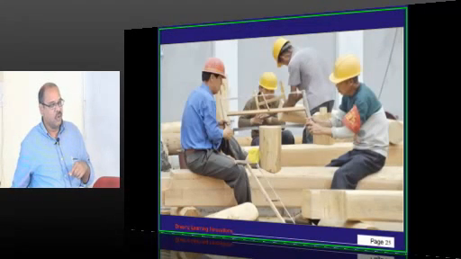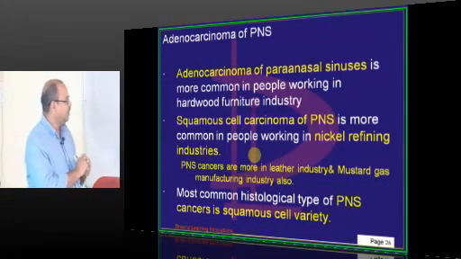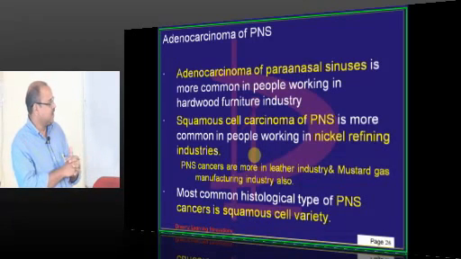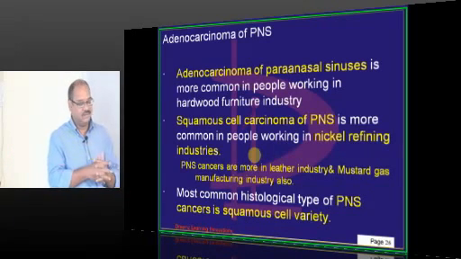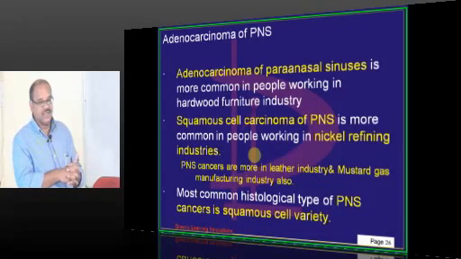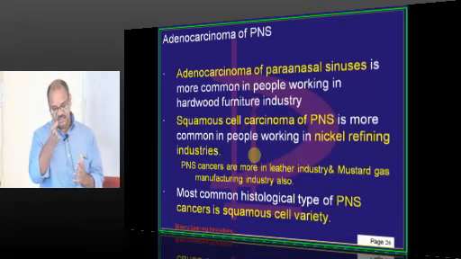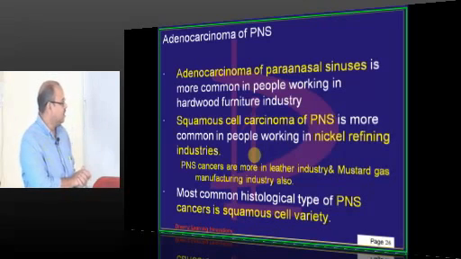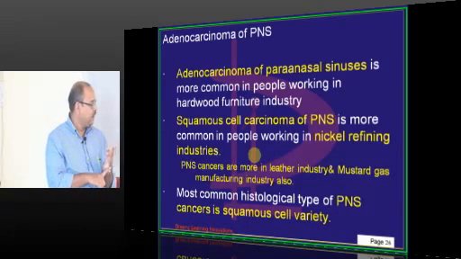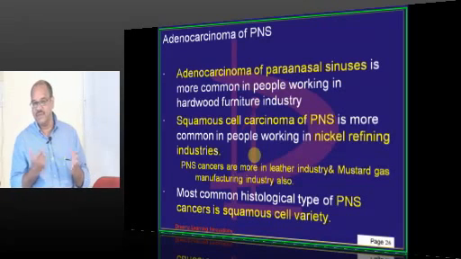This is the wood industry. They are prone to adenocarcinoma of the paranasal sinuses, more common in hardwood furniture industries. And squamous cell carcinoma of the PNS is more common in people working in nickel industries, and it is also seen in the cadmium industry. Nickel and cadmium industries are more prone to squamous cell carcinoma of the paranasal sinuses, and PNS cancers are also more in the leather industry and mustard gas manufacturing industries. Most common histological type of PNS cancer is squamous cell.